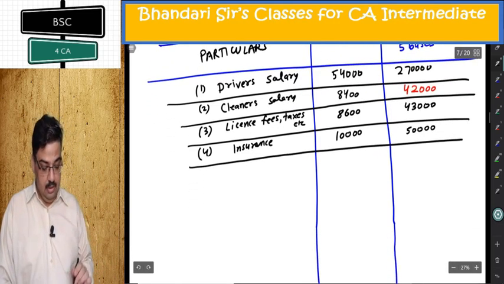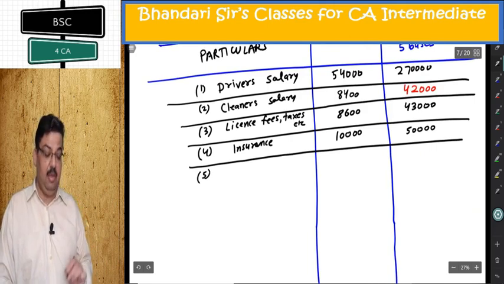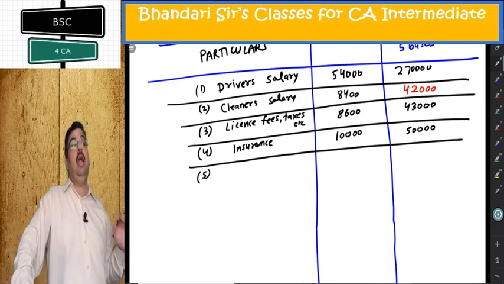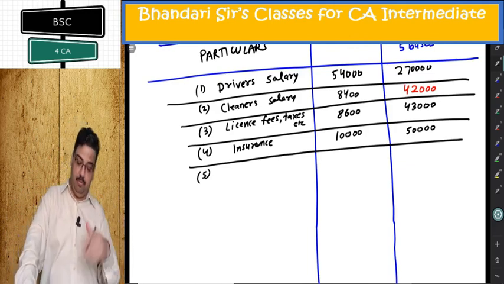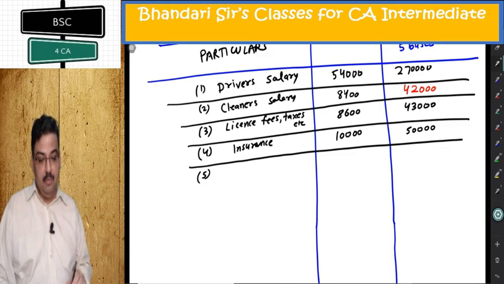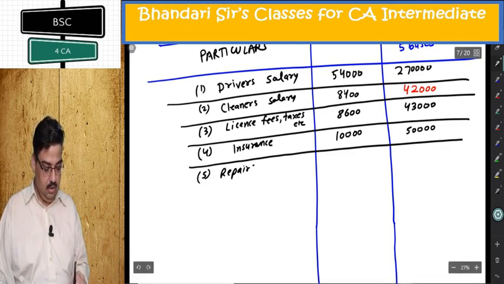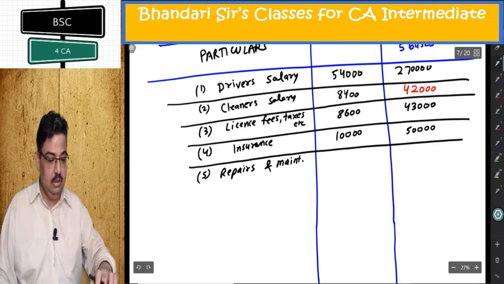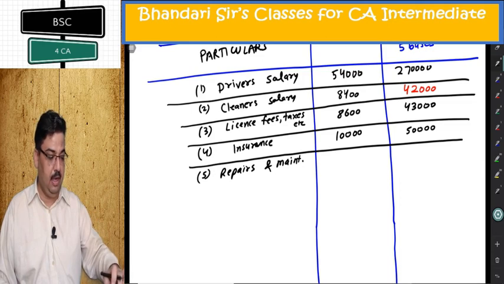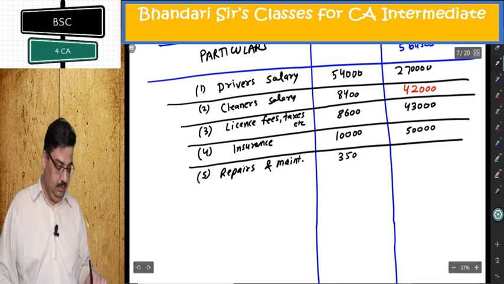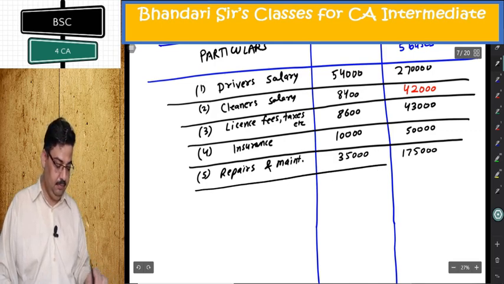Repairs and maintenance. I am not making any classification, standing, semi-variable and running. I am not making that classification. So I am putting all costs directly. Maintenance cost, repairs and maintenance cost. 35,000 per bus per annum multiplied by 5. 35,000 here, 1,75,000 in the last column.